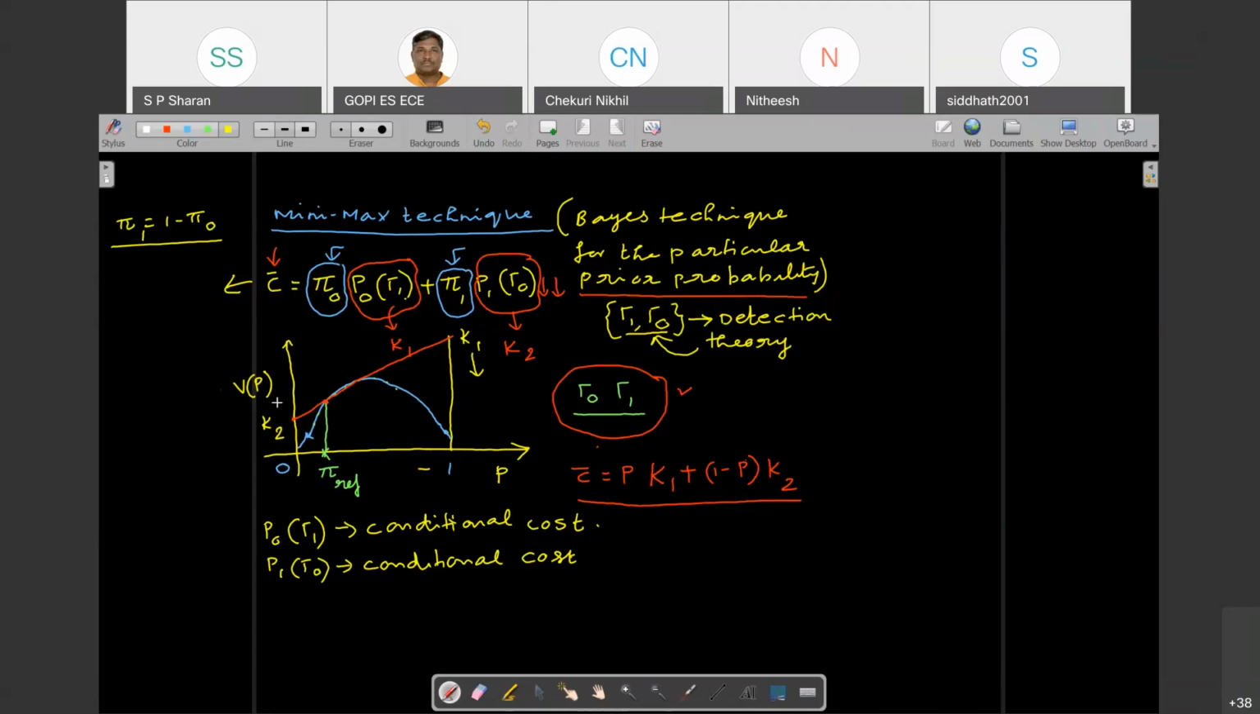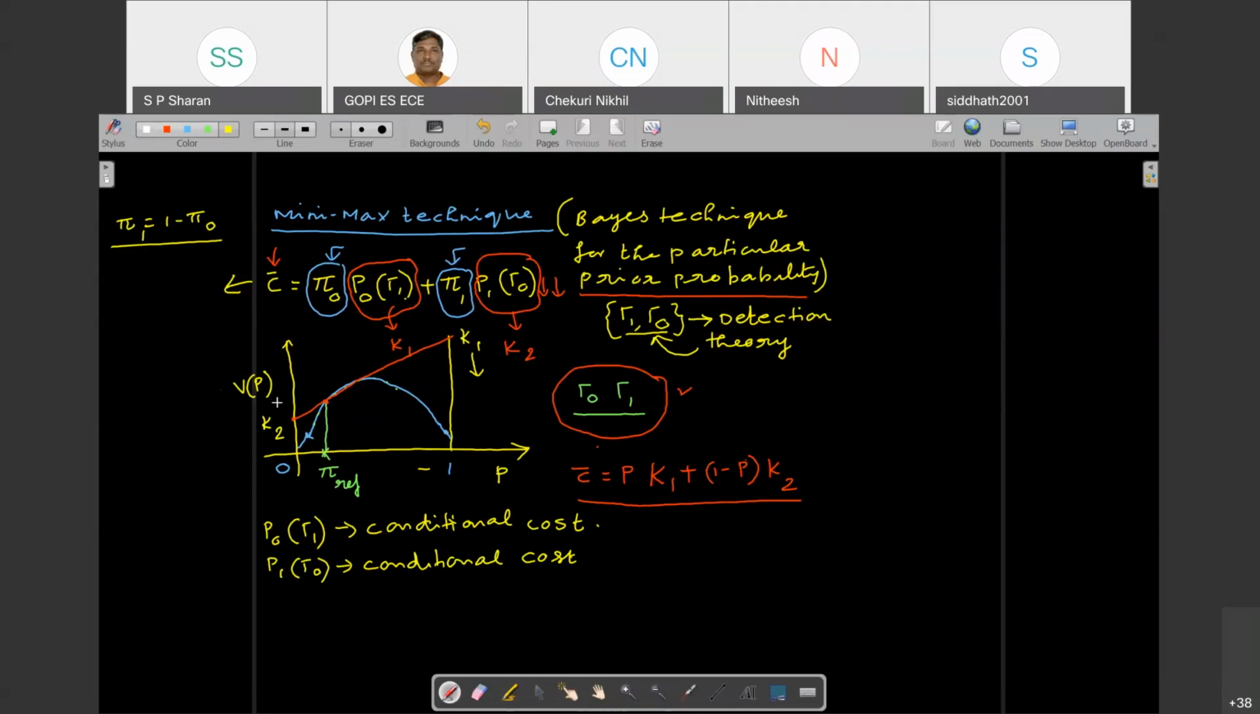But for that, unfortunately, we need to freeze this prior probability. Suppose that if I know what is my prior probability, then you have to necessarily go for this Bayes technique and then you can freeze the rule. You know how to freeze that rule at all, right? But when this prior probability is not known, then you have to go for the minimax case, right? So the safer side, where you have to freeze the prior probability corresponding to that max of V of P. So that is what we call this as a minimax technique.